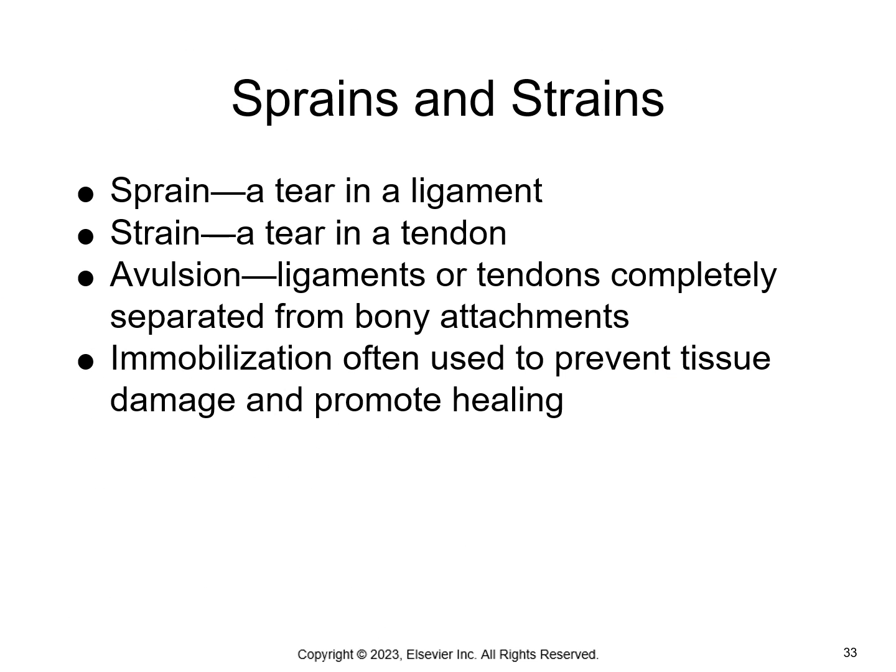Now we're talking about sprains and strains. A sprain is a tear in a ligament, and a strain is a tear in a tendon. Ligaments and tendons support the bones in a joint and can be easily torn when excessive force is exerted on the joint. In an avulsion, the ligament or the tendon becomes completely separated from their bony attachment.